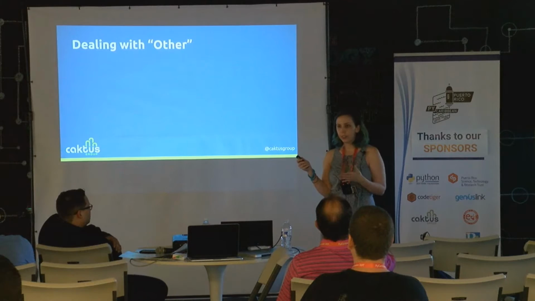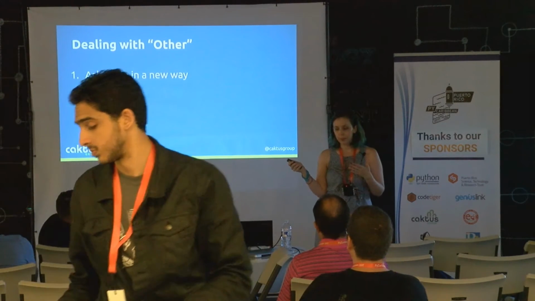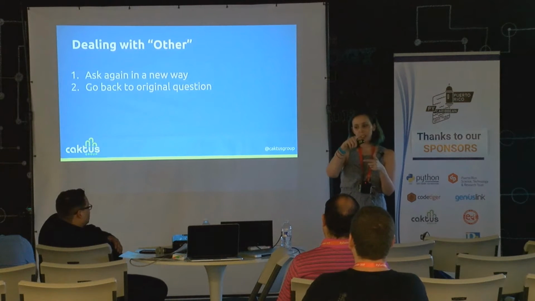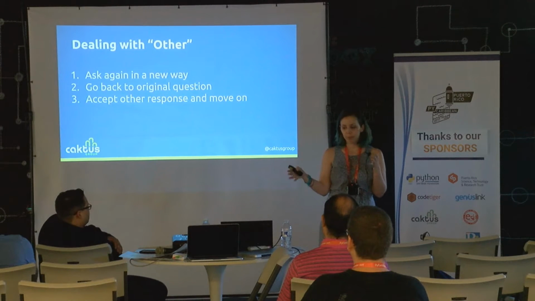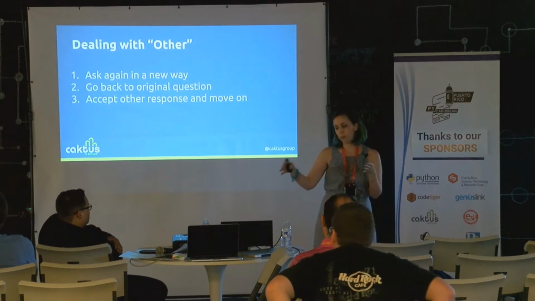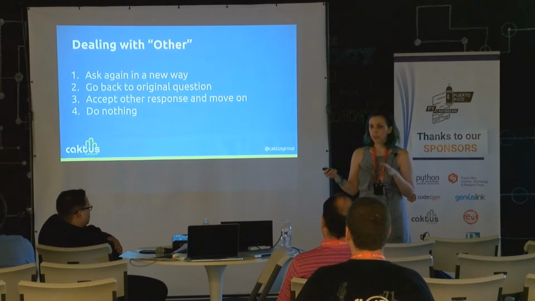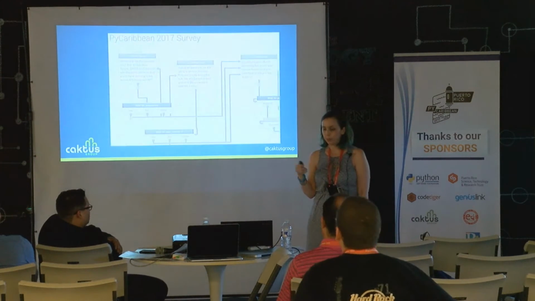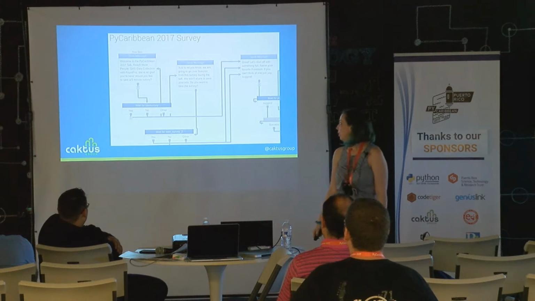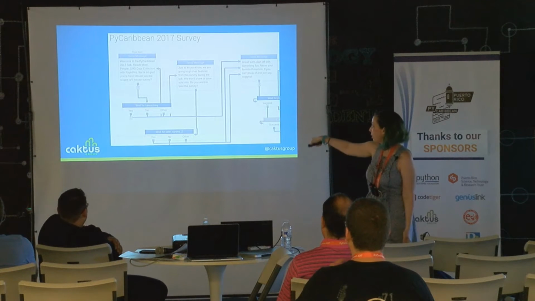What are different ways that you can deal with other? You can ask again in a new way. You can loop back into the original question. You can just accept that they responded in some way you don't understand and move on to the next step. Or you can do nothing, which means the person is no longer going to be going through your survey. So that's not maybe the best thing to do unless you're at the very end.